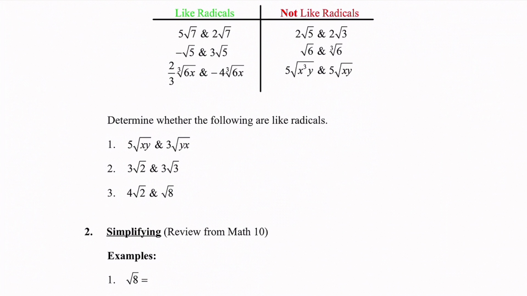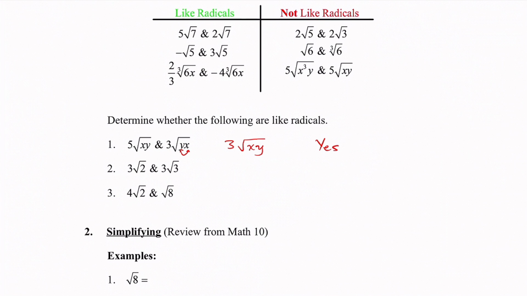So in this first one, the radical there is root xy, and in the second one, we have root yx. All they've done is change the order of this x and y, and that is okay, that is fine. It is still a like radical, because if I took that cube root yx, I can change the order of multiplication, and that doesn't change anything. Now I can see that is the exact same as what this is. So those are like radicals. So we're going to say yes for that one.